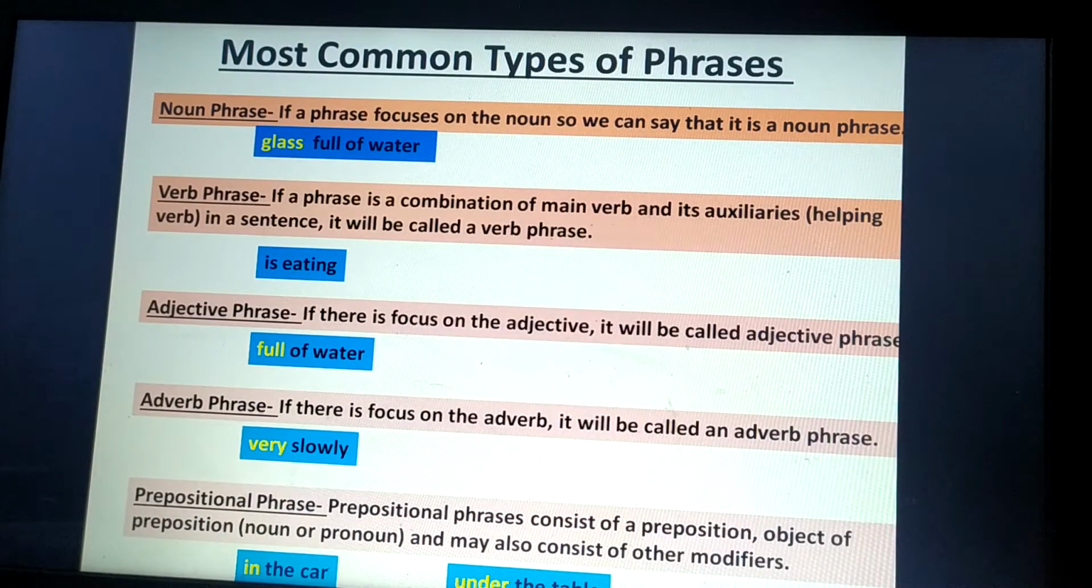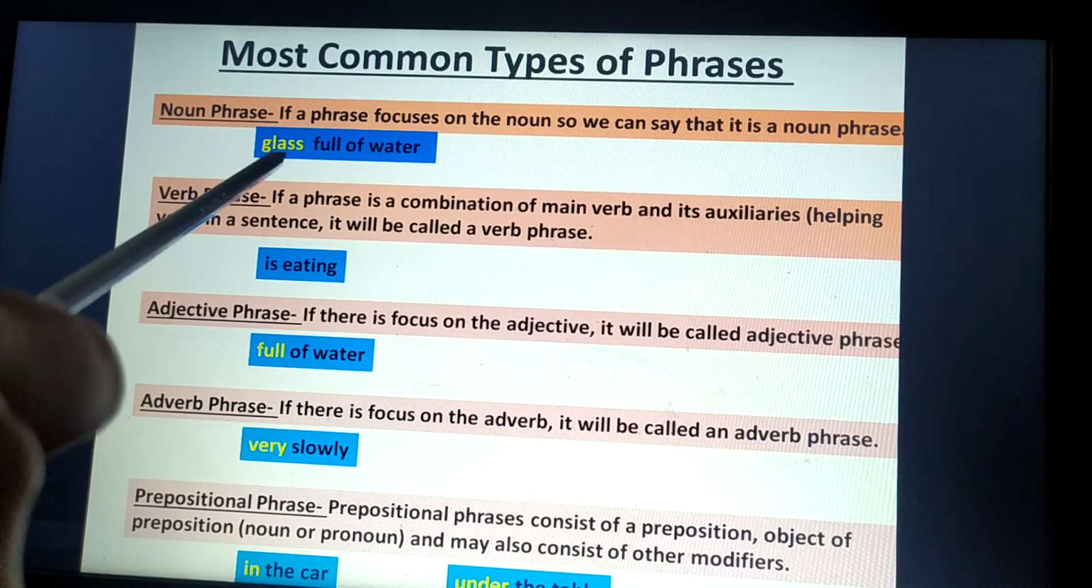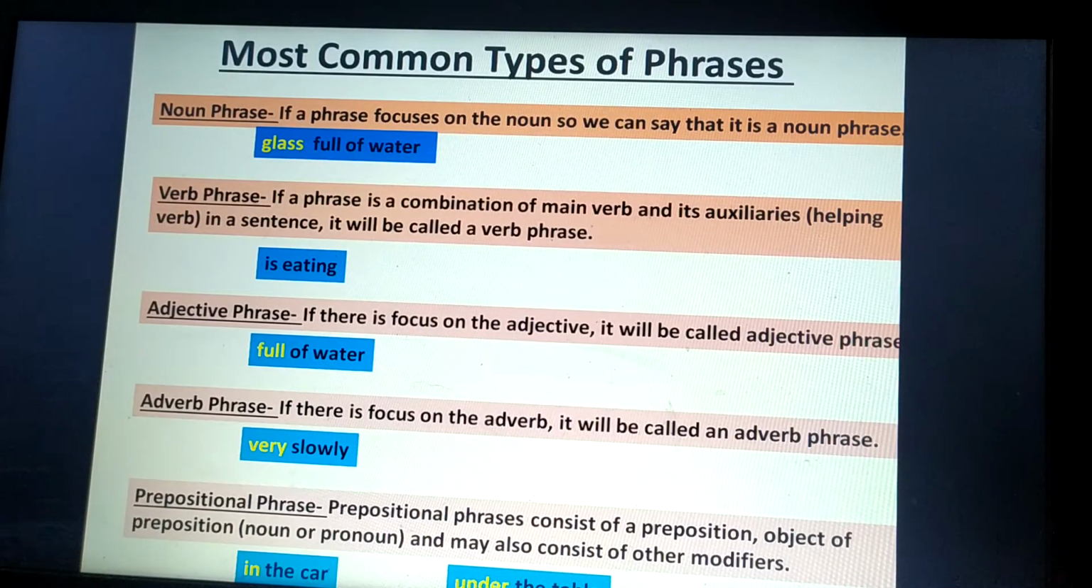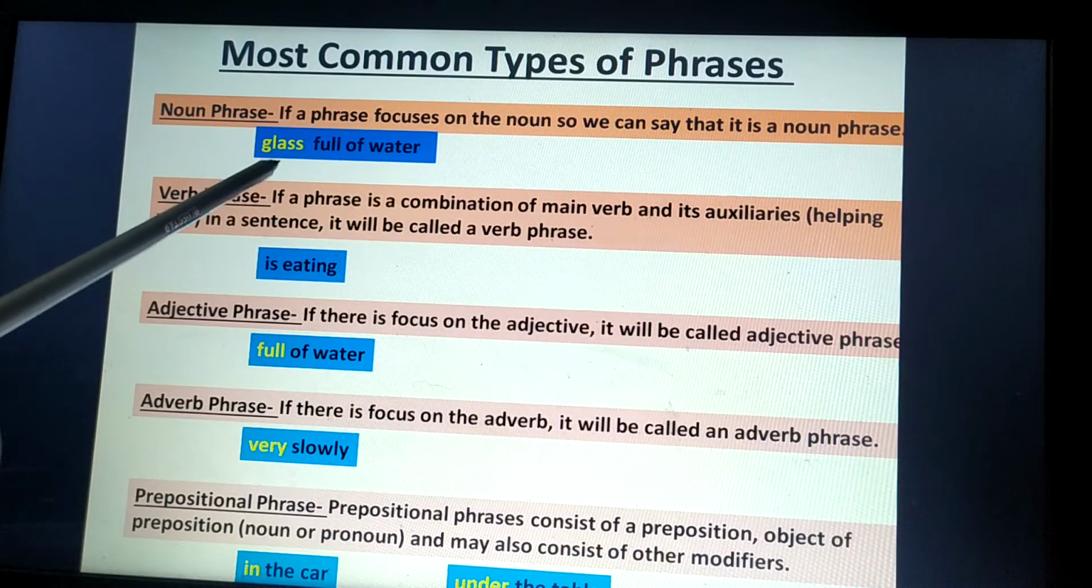Now we will learn the most common types of phrases. Here we have noun phrases, verb phrases, adjective phrases, adverb phrases and prepositional phrases. These are the most common types of phrases which we use. As you can guess from its name, if a phrase focuses on the noun, we can say that it's a noun phrase. You have here one example, glass full of water. Here we are focusing on glass, which is a noun, so it is a noun phrase.